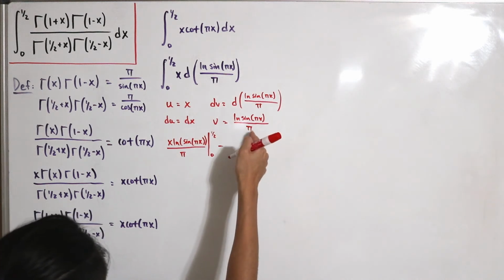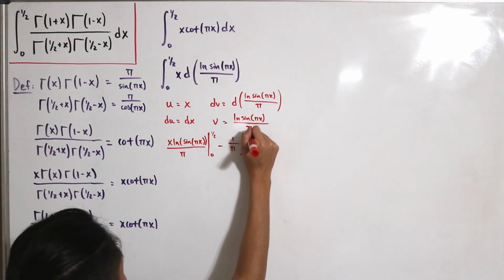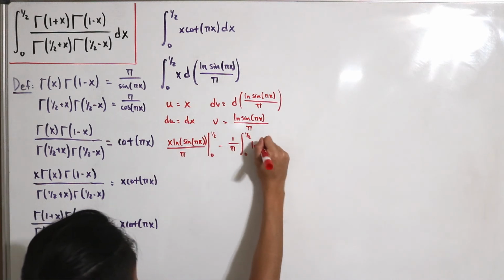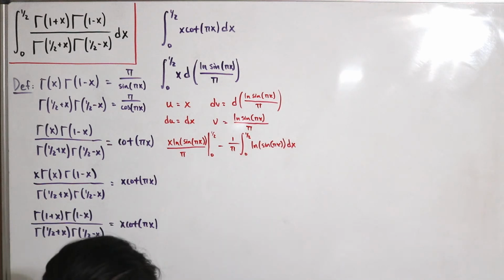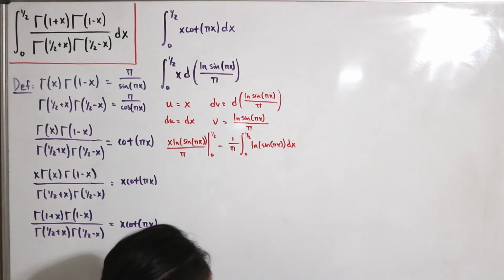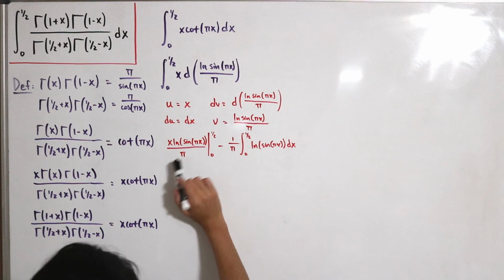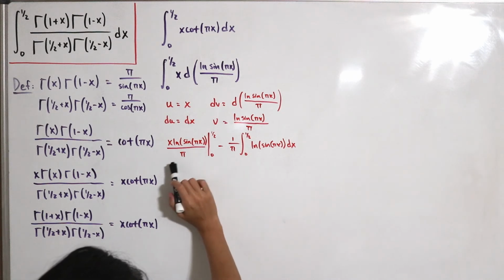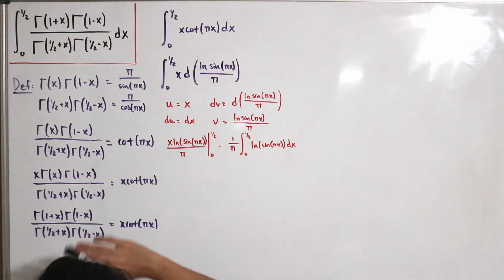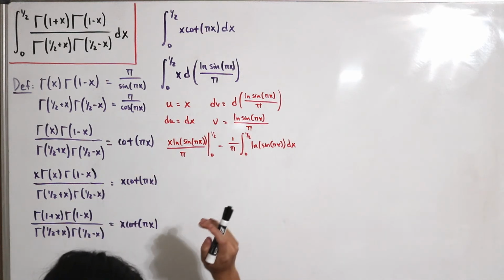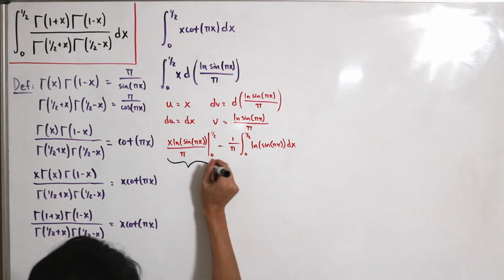And then I can factor out the 1 over pi, and then we have our integral from 0 to 1/2 of the natural log of sine of pi x dx. So now you can see that if I plug our bounds in, if I plug 0, the whole thing becomes 0. If I plug 1/2, this is sine of pi over 2, that's actually going to go to 0. So that means this term over here just equals 0.